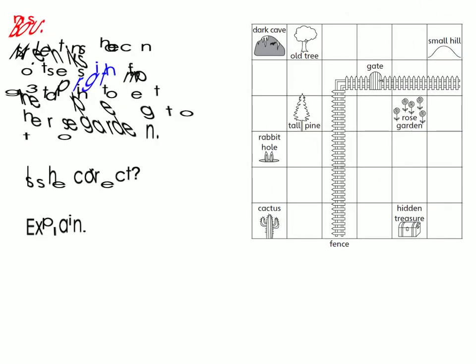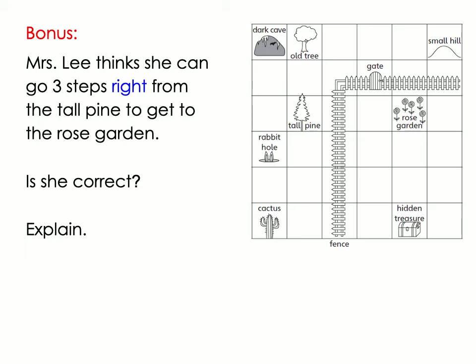Now, here's my map again, and Mrs. Lee thinks that she can go 3 steps right from the tall pine to get to the rose garden. Is she correct? You are right. She is not correct. No, she can't go 3 steps from the tall pine to the rose garden because there's a fence in the way. So she will have to walk 1 step forward, 2 steps to the right, and then go through the gate and walk 1 more step backwards and then another step to the right to get to the rose garden.